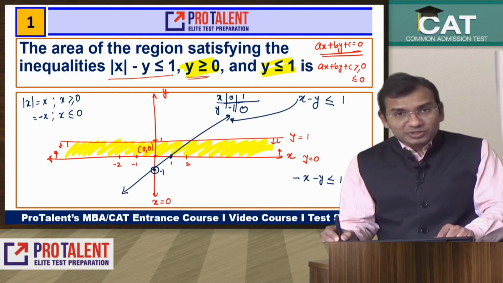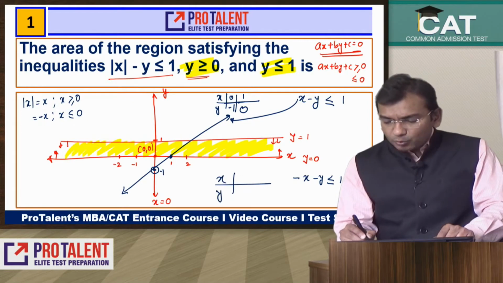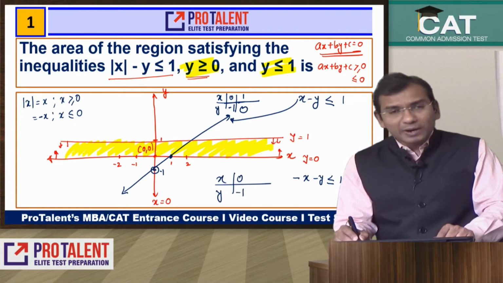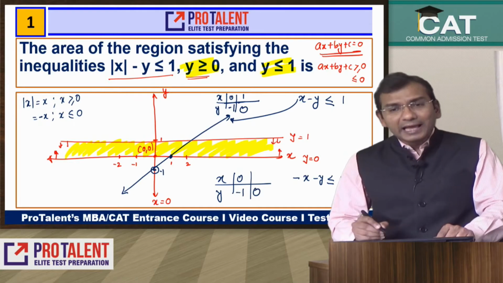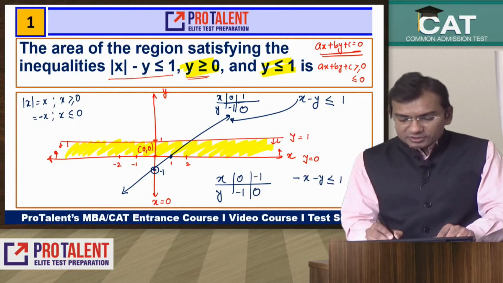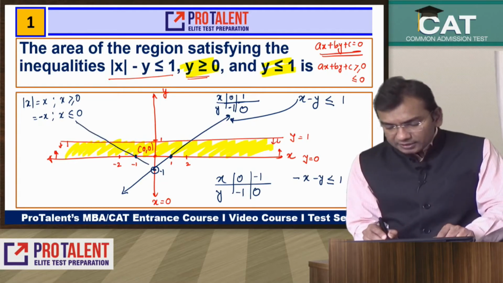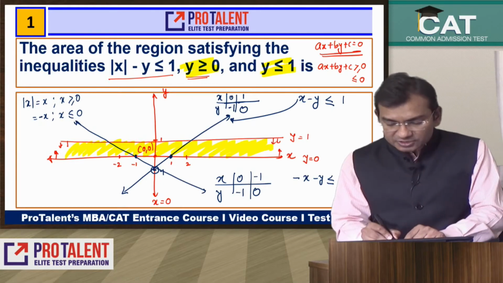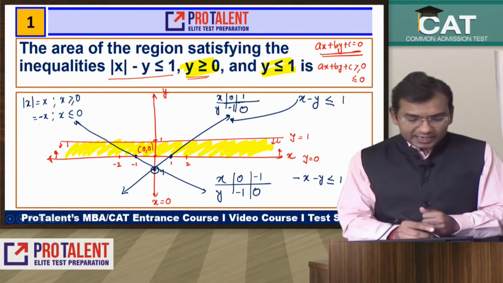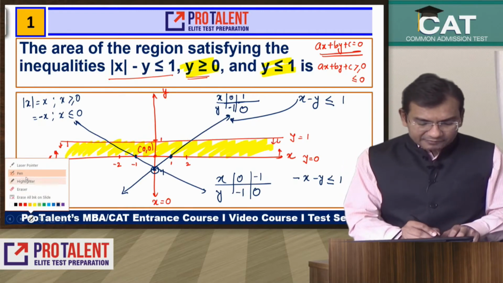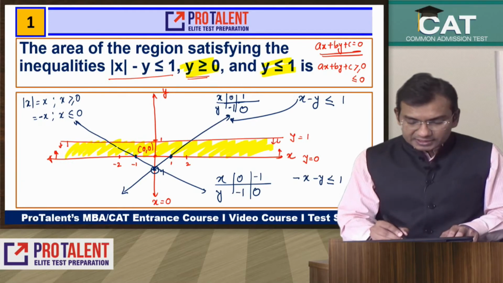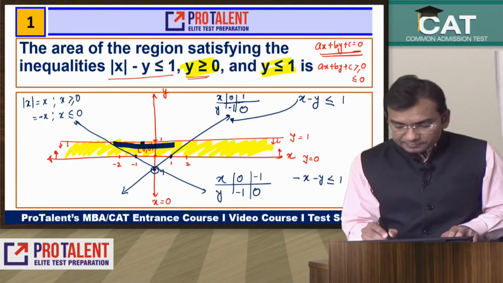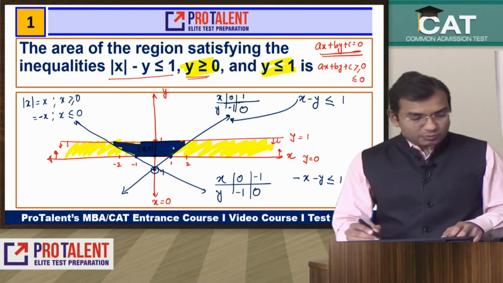How about this line? It is in x and y. When x equals 0, y is equal to minus 1, and when y equals 0, x equals minus 1. So this is minus 1 and this is minus 1. A line joining these two becomes our line. Yes or no? Now these are the two lines. Which area is being sought after? The area being sought after is this region. This region is what we are looking at.